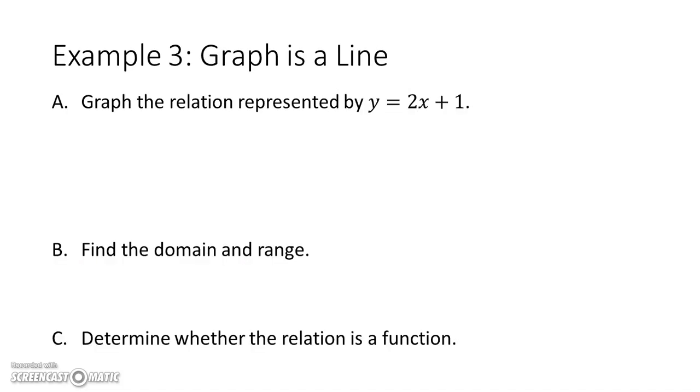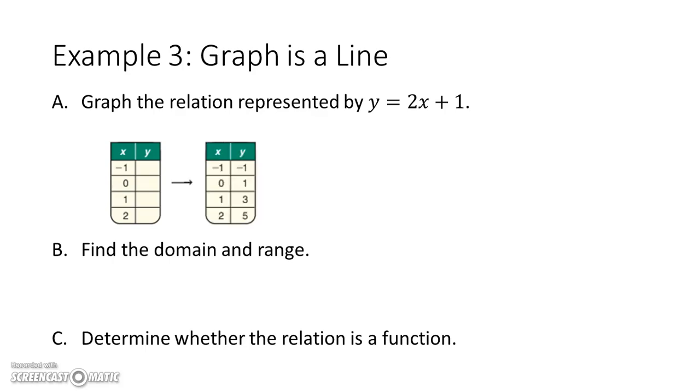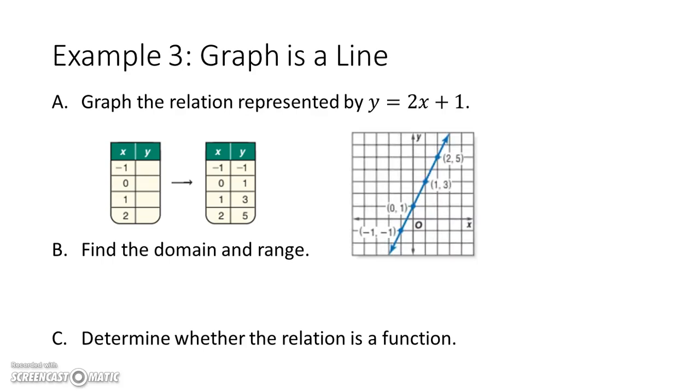Okay. Example 3, we're going to graph the relation represented by y equals 2x plus 1. So we're going to make a table of values to find the ordered pairs that satisfy the equation, choose the values for x, and find the corresponding values for y, and graph the ordered pair. So here's our x's. We're going to choose -1, 0, 1, and 2. Then we're going to substitute this into 2x plus 1. So we got -1, -1, 0, 1, 1, 3, and 2, 5. And we can graph it.